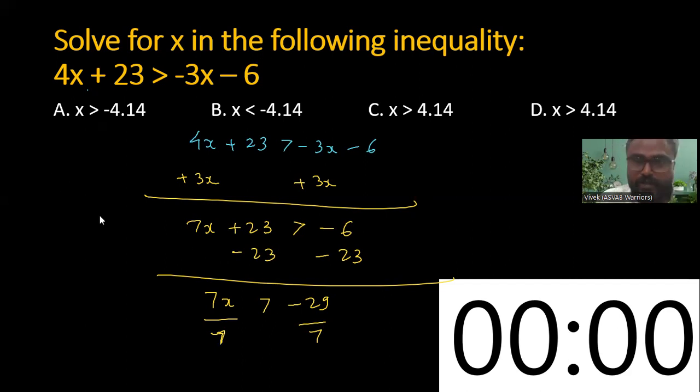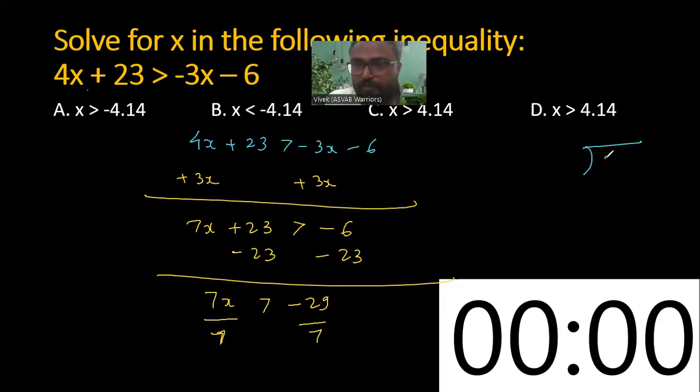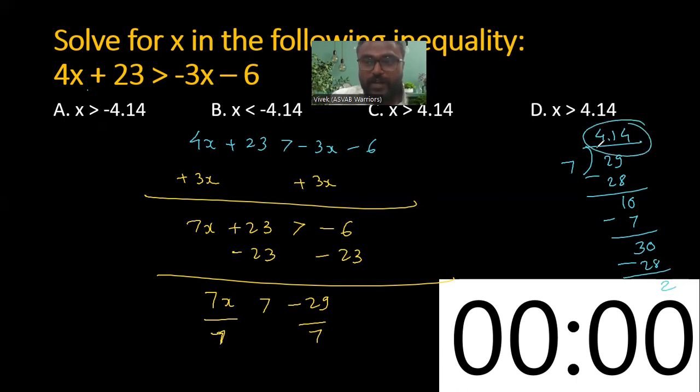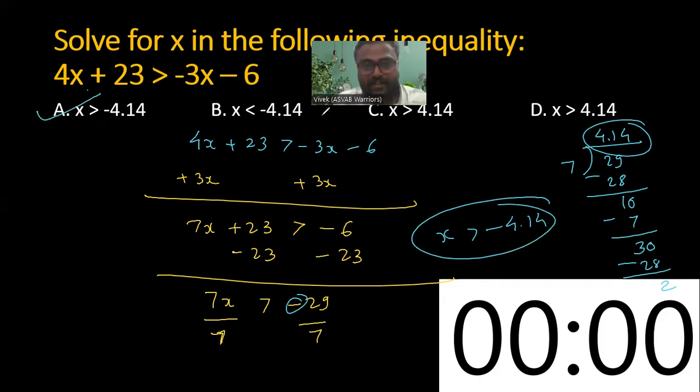Now what do we need to do? Let's divide 29 by 7. 7 times 4 is 28. 1 remaining. Put a decimal point over here. You can take a 0 now. 7 times 1 is 7. Subtract it, you have 3. Because we have already taken a decimal, you can add a 0 over here. So 7 times 4 is 28. Subtract it, you get 2. So we can just wrap it up over here. Now x, when we divide, we got the answer as 4.14, but there was a negative sign, so plug it in over here. So option A is correct.